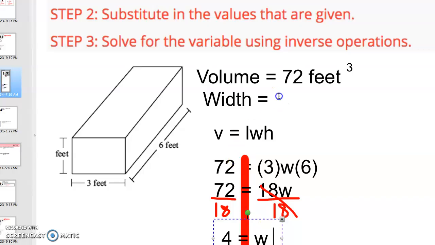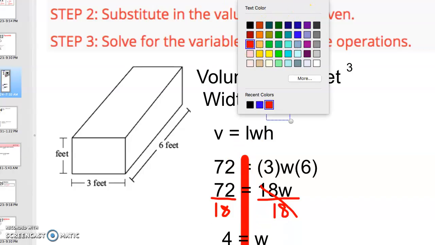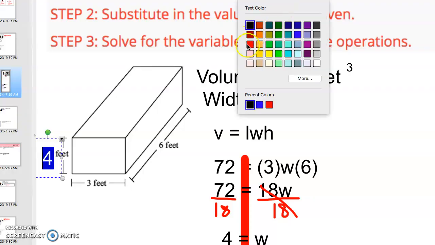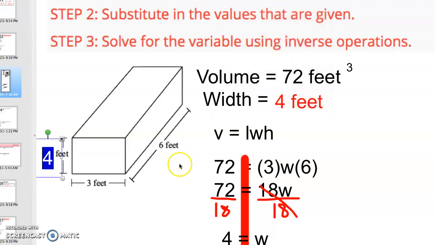Well, 4 what? Let's go back up here and plug in our answer. It is going to be 4 feet. Remember, it's not feet cubed. That's volume. Volume's feet cubed, and it's just the width. So this here is going to be 4 feet. So if I substitute in here, that's 4. That's my answer. So rectangular prisms, they're a little bit easier. You just have to divide.